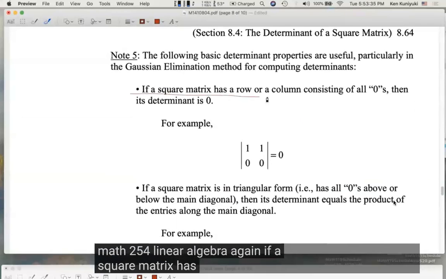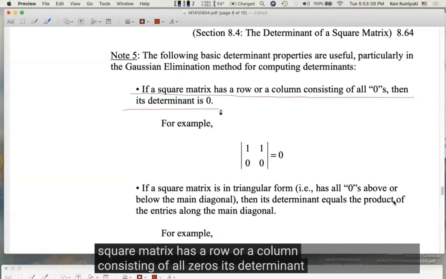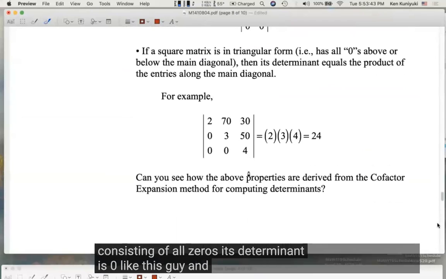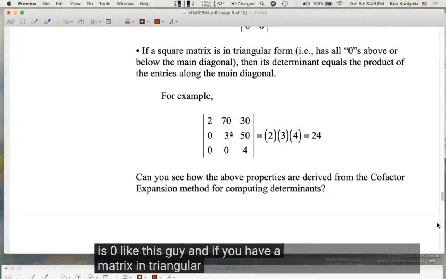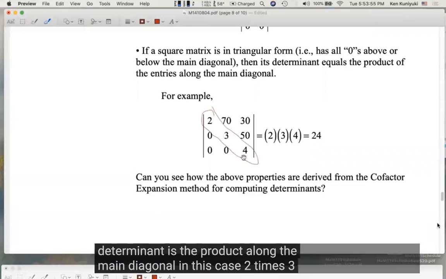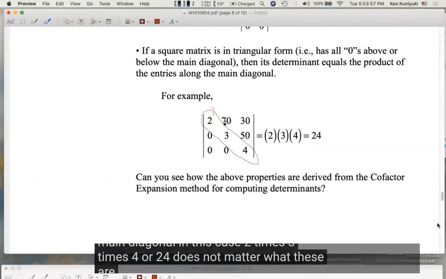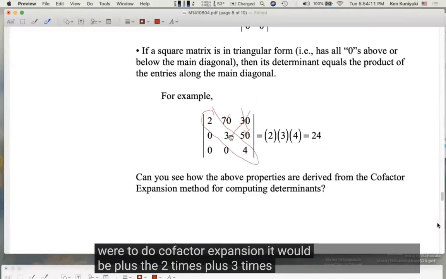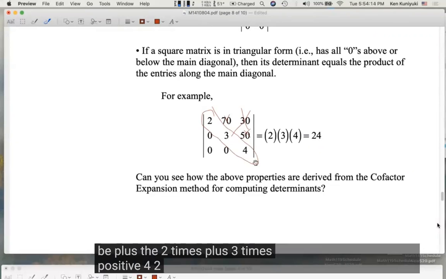Again, if a square matrix has a row or a column consisting of all zeros, its determinant is 0, like this guy. And if you have a matrix in triangular form, either upper triangular or lower triangular, then the determinant is the product along the main diagonal. In this case, 2 times 3 times 4, or 24. Does not matter what these are. And it makes sense because if you were to do cofactor expansion, it would be plus the 2 times plus 3 times positive 4. 2 times 3 times 4.